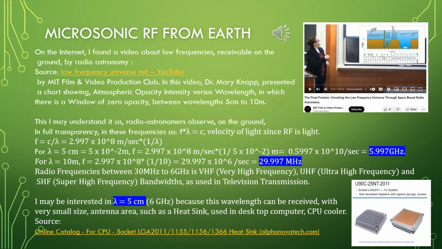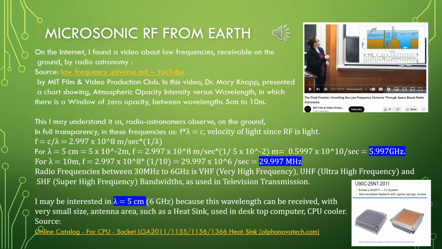f equals c divided by lambda, equals 2.997 times 10 to the power 8 meters per second times 1 over lambda. For lambda equal to 5 cm, equal to 5 times 10 to the power minus 2 meter, f equals 2.997 times 10 to the power 8 meters per second times 1 over 5 times 10 to the power minus 2 meter, equals 0.5997 times 10 to the power 10 per second, equals 5.997 gigahertz.